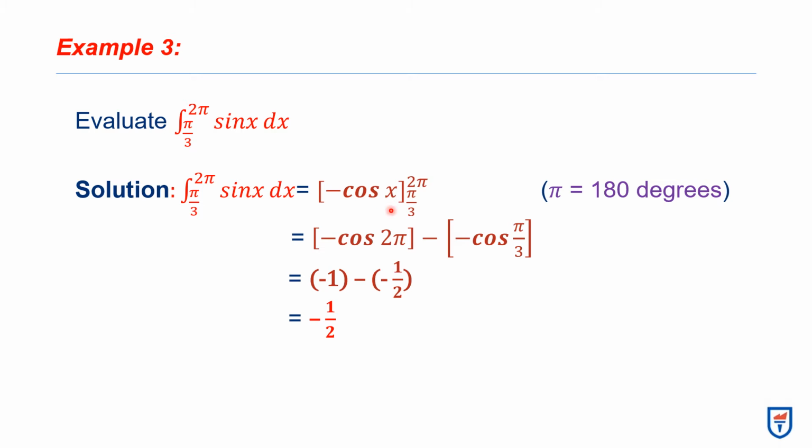We substitute in place of x, 2 pi. When we put 2 pi, we're going to have minus cos 2 pi, minus the substitution of the lower limit. Now we have a negative cos pi over 3. The first one, minus cos 2 pi, is going to be minus 1. Then minus cos pi over 3 gives us minus half. So now we've got minus 1 minus minus half, and minus becomes positive. So we end up having minus 1 plus half, which gives us our final result as minus half.